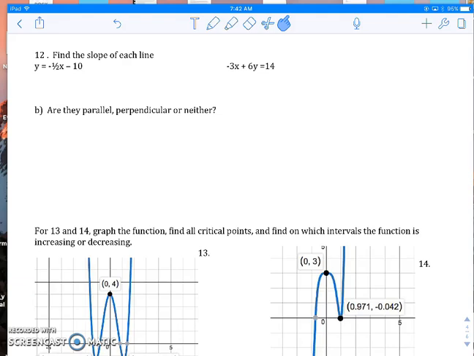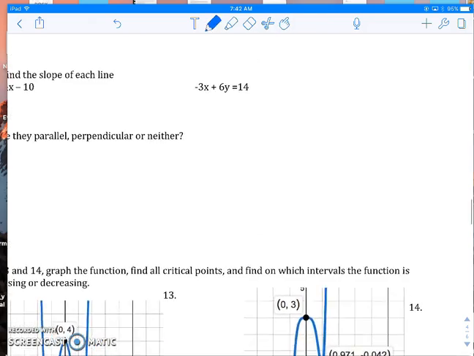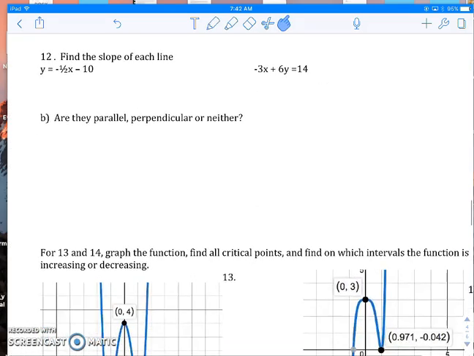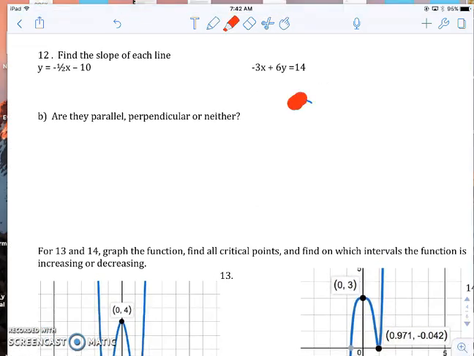So here we have to take a look and find the slope of each line. Well, this one is in y equals mx plus b, so our slope, that m, is negative 1/2. And this one, let's see here.